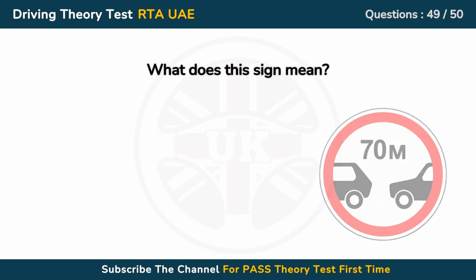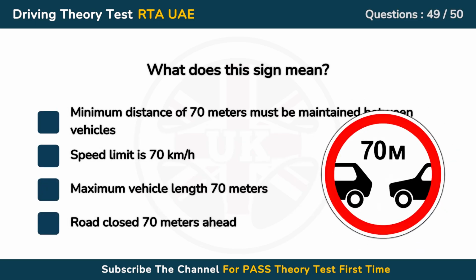Question 49. What does this sign mean? A, minimum distance of 70 meters must be maintained between vehicles. B, speed limit is 70 kilometers per hour. C, maximum vehicle length 70 meters. D, road closed 70 meters ahead.